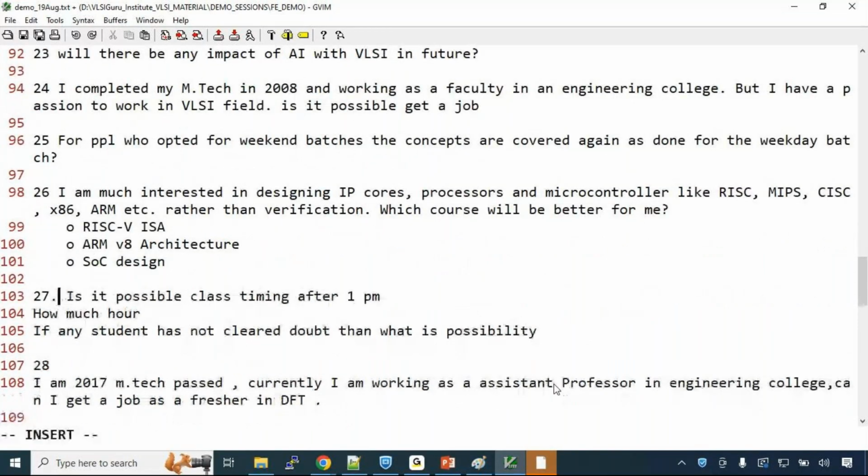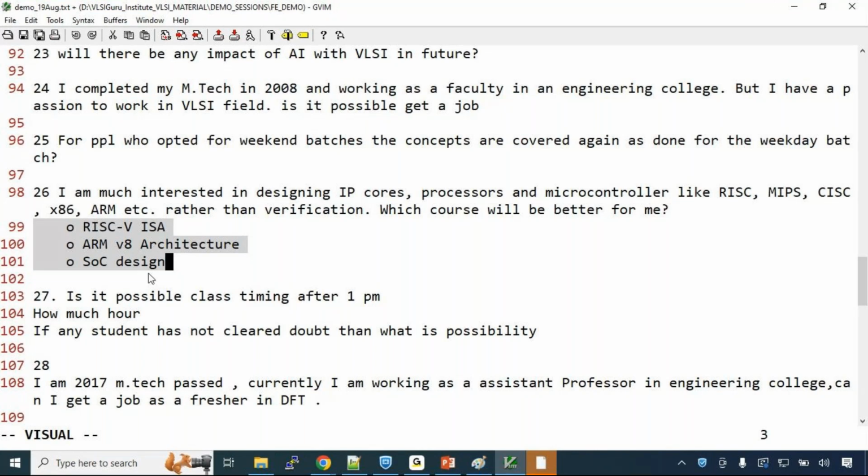Sir, do I need to join this front end verification course? No, freshers should not join that. Only one thing you have to remember is, as a fresher, they won't hire you directly for these roles. Because as a fresher, they don't take.